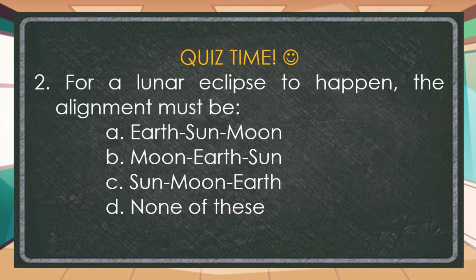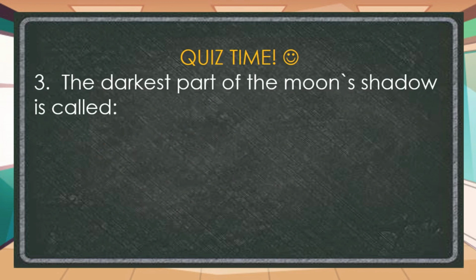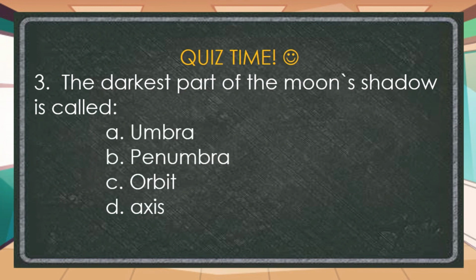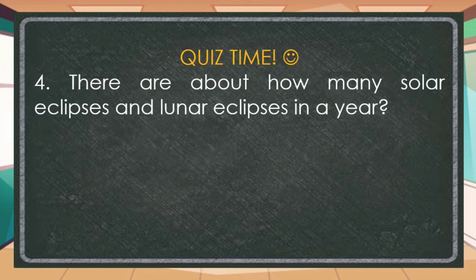Number 3. The darkest part of the moon's shadow is called A. Umbra, B. Penumbra, C. Orbit, or D. Axis. Number 4. There are about how many solar eclipses and lunar eclipses in a year? A. 2, B. 3, C. 4, D. 5.